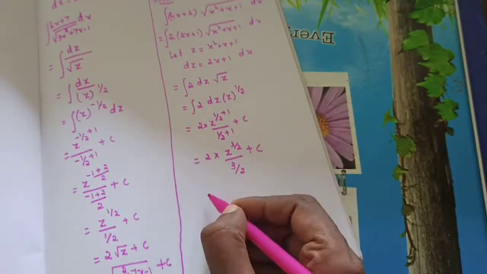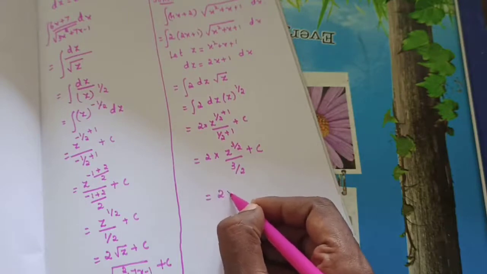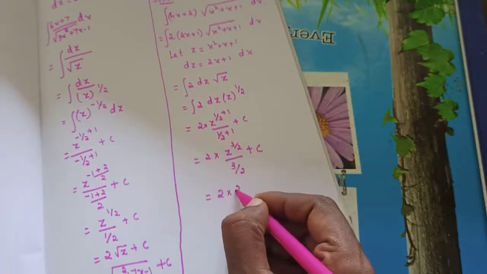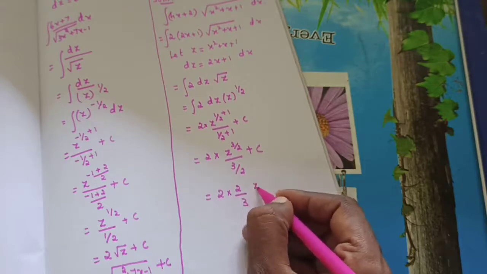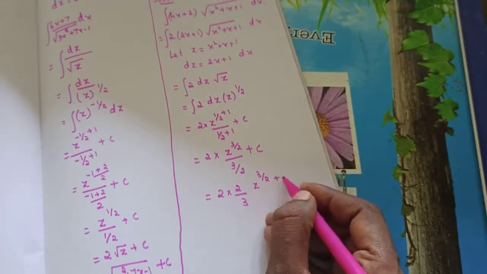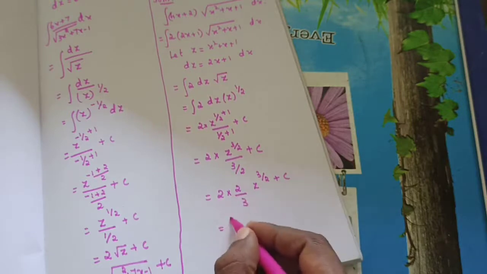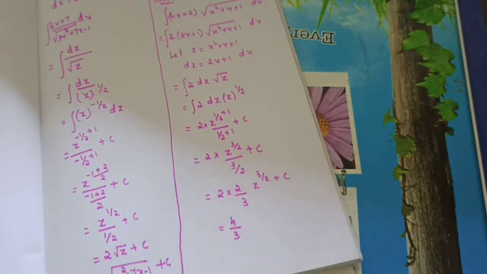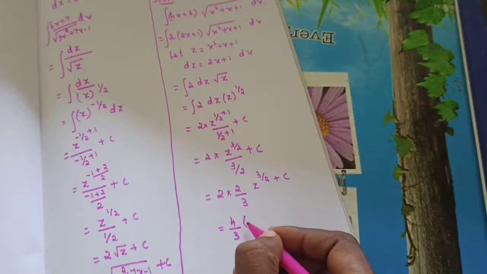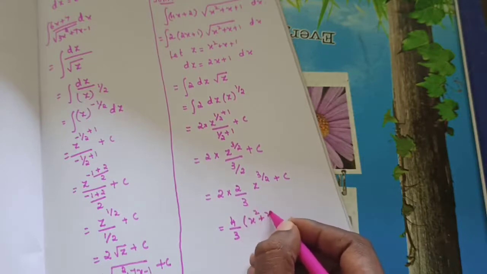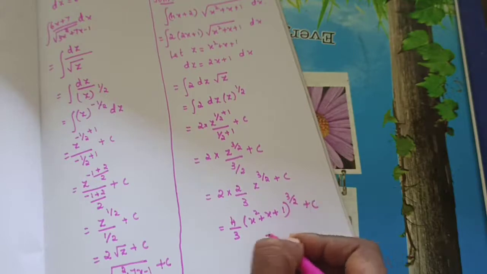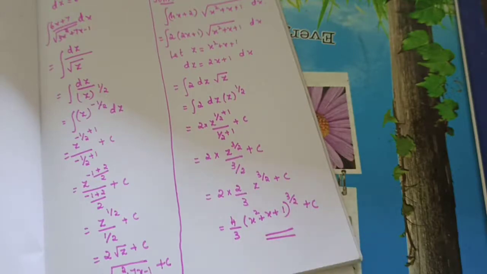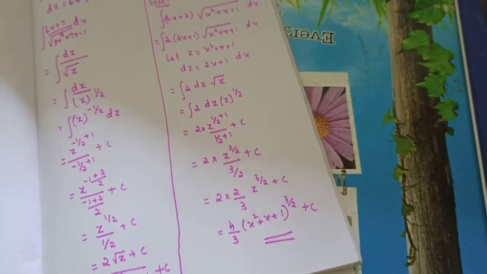So that's equal to 2 into, bring this to the numerator, so 2 by 3, correct? Into z power 3 by 2 plus c. So 2 into 2 is 4 by 3. Now, shall we substitute the z value? x square plus x plus 1, the whole power 3 by 2, plus c. This is the answer. Have you got it? Very easy. Already we did many problems, so you go through them. Understand?